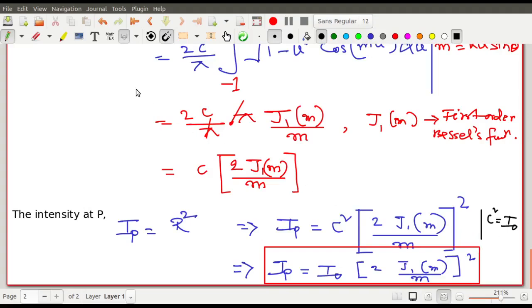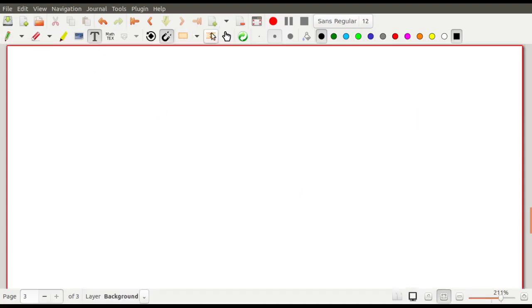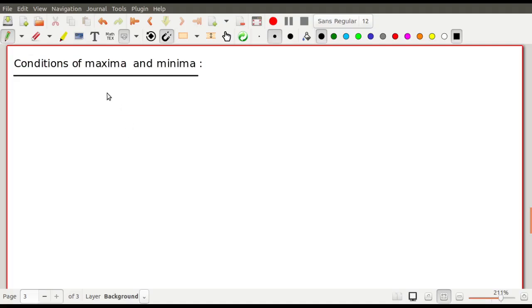Now the conditions of maxima and minima. We will try to know these maxima and minima conditions a little. So I will try to understand about these maxima and minima conditions over here. Okay?